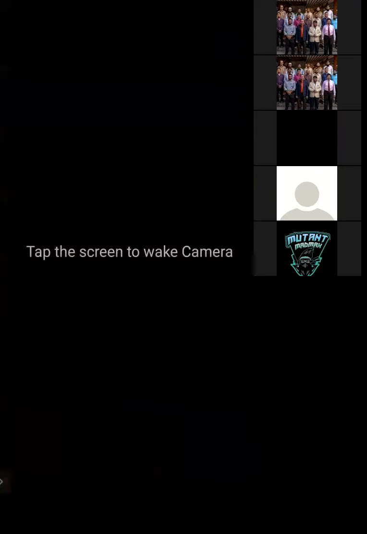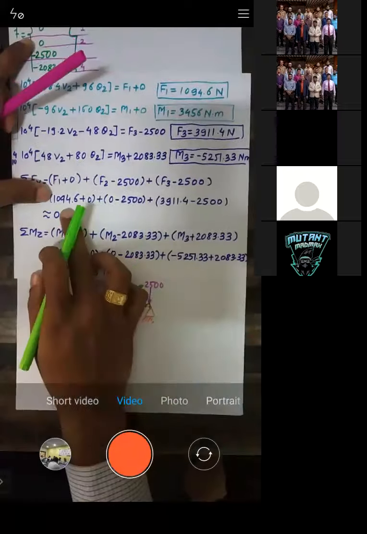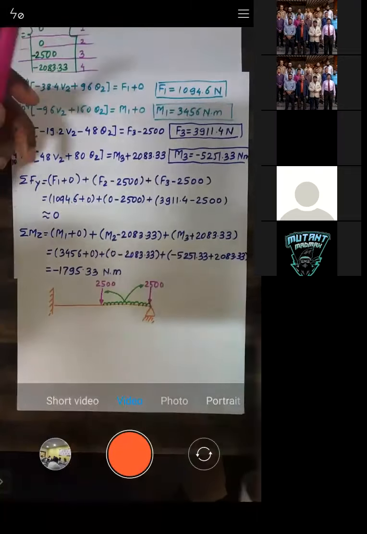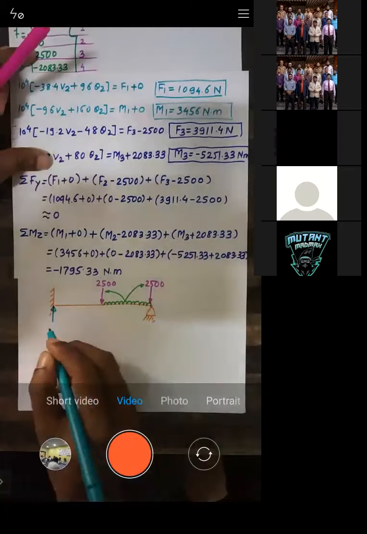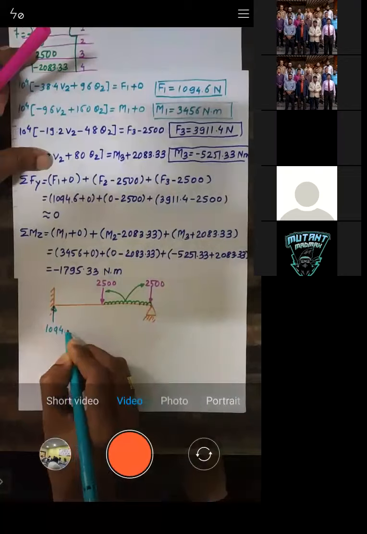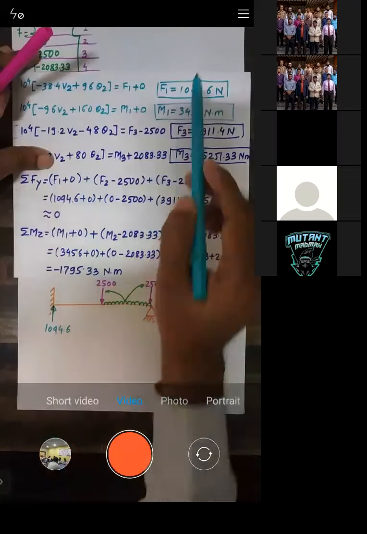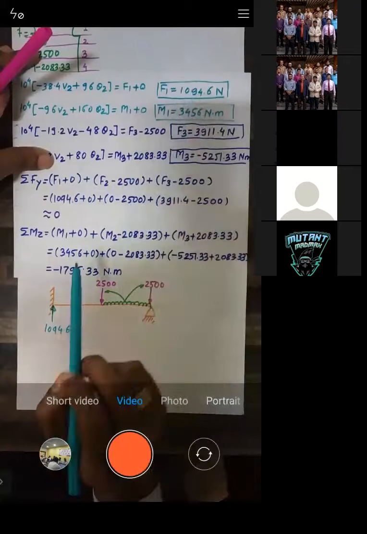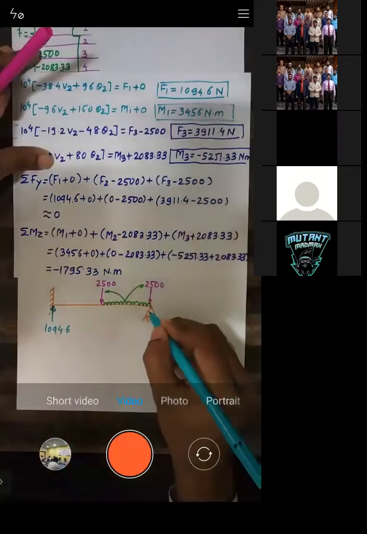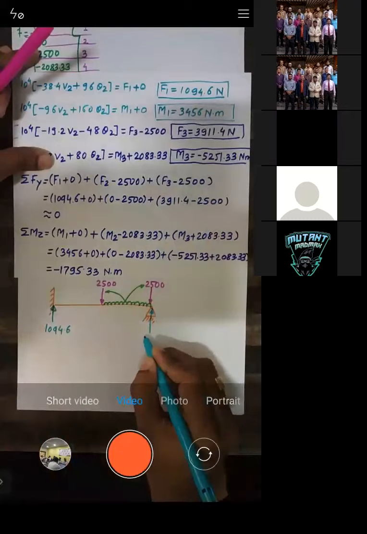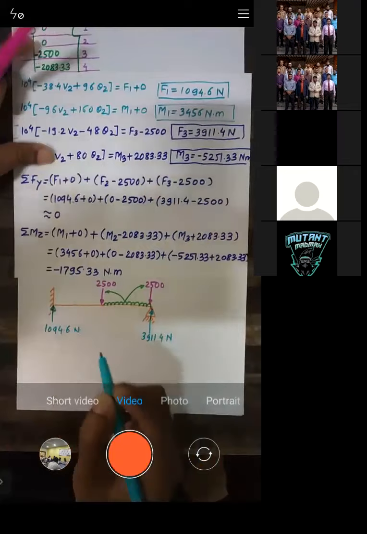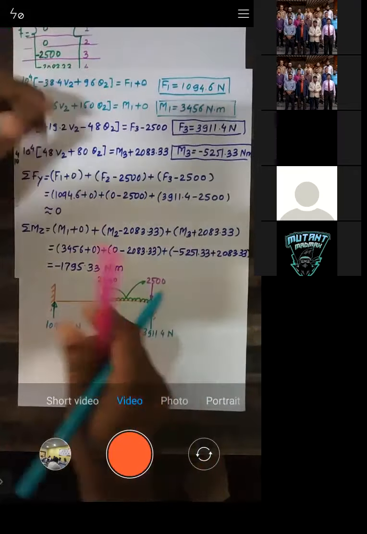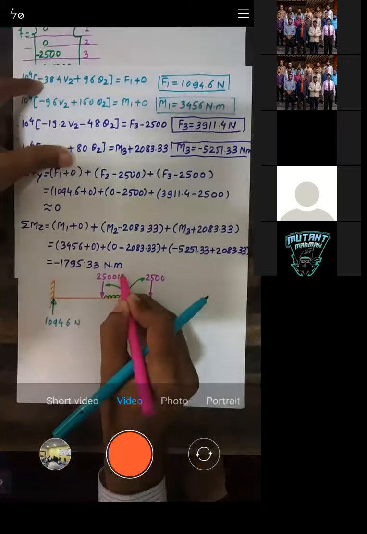The reaction at node 1, how much was generated? You can see what reaction is generated at node 1. I'll just highlight that. It was generated as 1094.6. At node 3, how much was generated here? 3911.4 Newton was generated, right? See, this was in Newton, 2500, right?